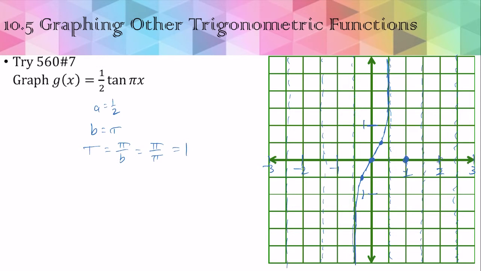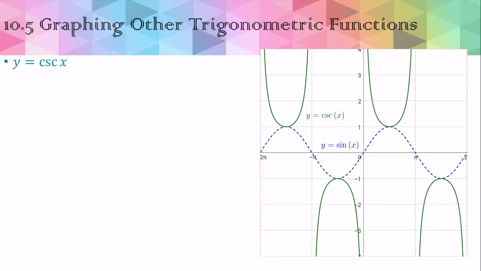The x-intercept is right in the middle between the asymptotes. And then halfway between, you have the a values. So our graph is going to go like that. There we are.